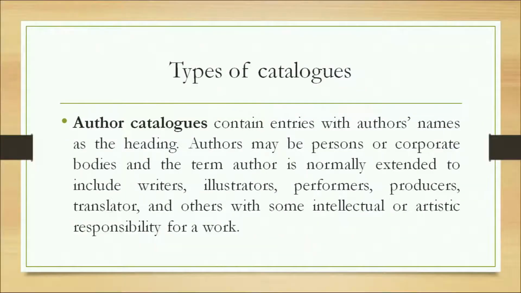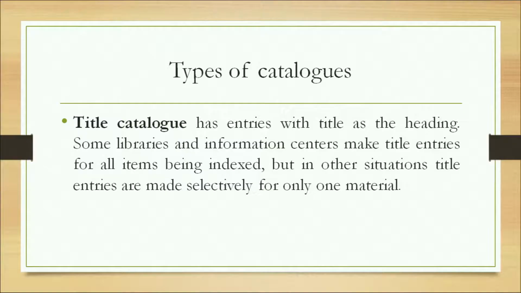Learners, as you know, there is an author catalog. Author catalogs contain entries with authors' names as the heading. Authors may be persons or corporate bodies, and the term author is normally extended to include writers, illustrators, performers, producers and translators, and so on and so forth. Then we have title catalog, learners. Title catalog has entries with title as the heading. Some libraries and information centers make title entries for all items being indexed, but in other situations, title entries are made selectively for some collections.